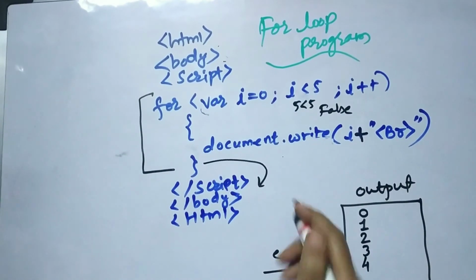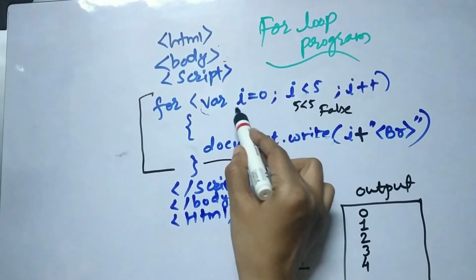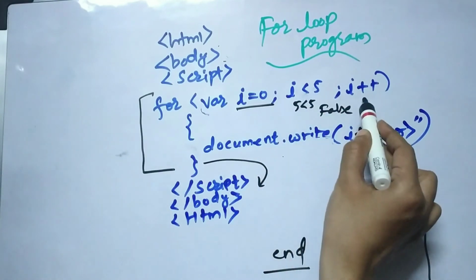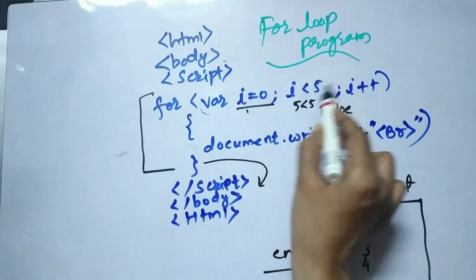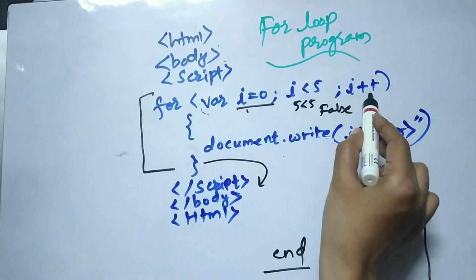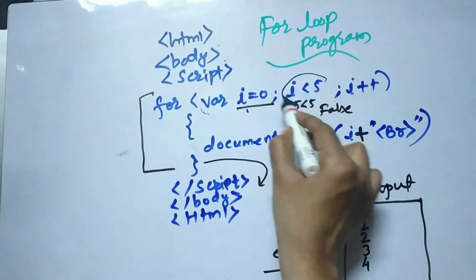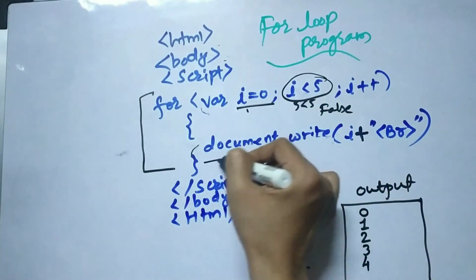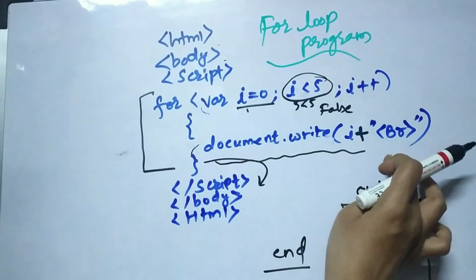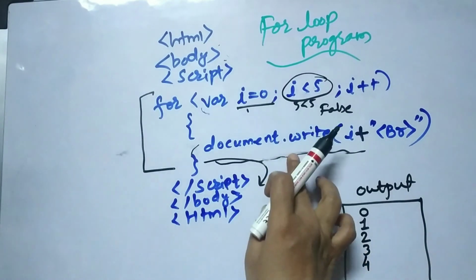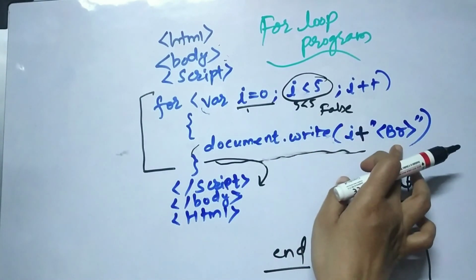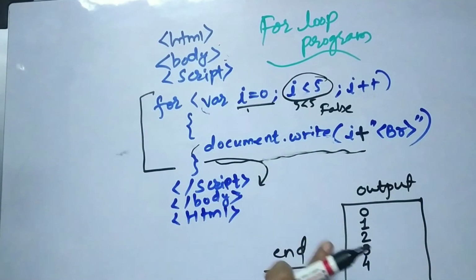So friends, for a loop we need an initial value, a condition and an increment. The increment operator will increase the value by 1, and then the condition is checked. If the condition is true, then only the instruction inside will print. Otherwise, if the condition is false, nothing will print, it directly comes out and ends the program.